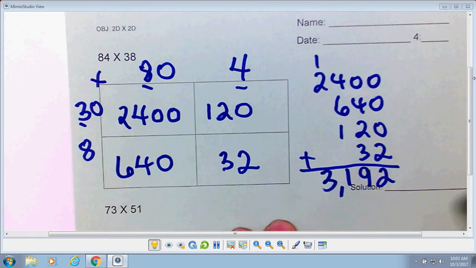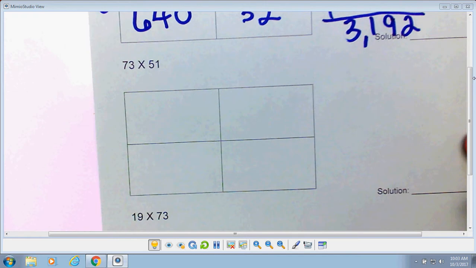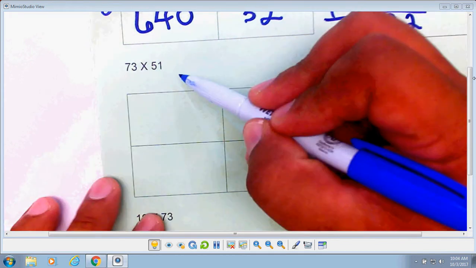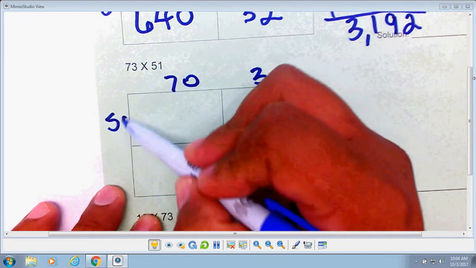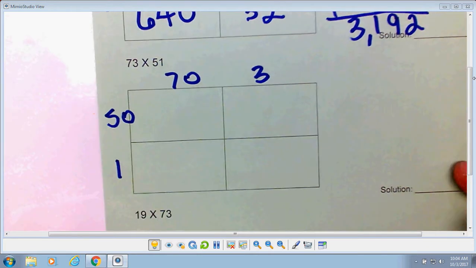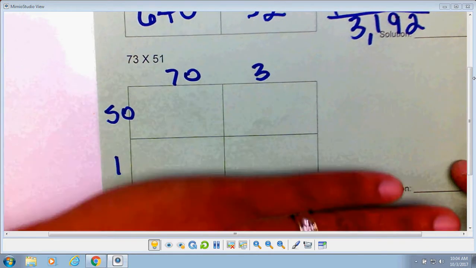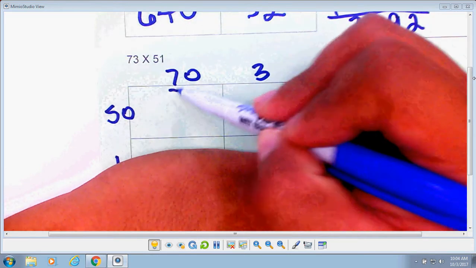Next, we move on to our next problem. We have 73 times 51. We're going to decompose the 73 and 51. Okay, same thing. You can cover up the bottom, solve the basic fact first.